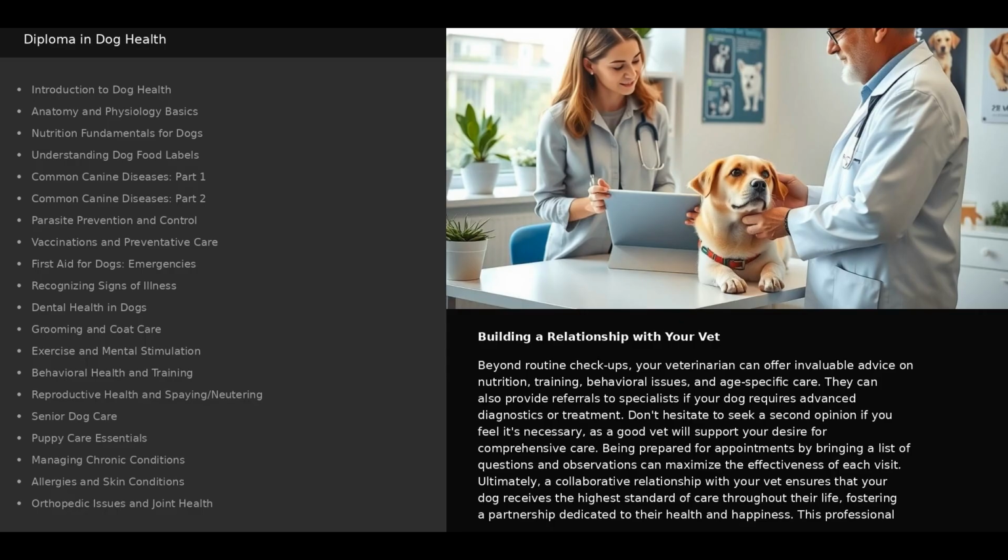Being prepared for appointments by bringing a list of questions and observations can maximize the effectiveness of each visit. Ultimately, a collaborative relationship with your vet ensures that your dog receives the highest standard of care throughout their life, fostering a partnership dedicated to their health and happiness. This professional bond is truly invaluable.